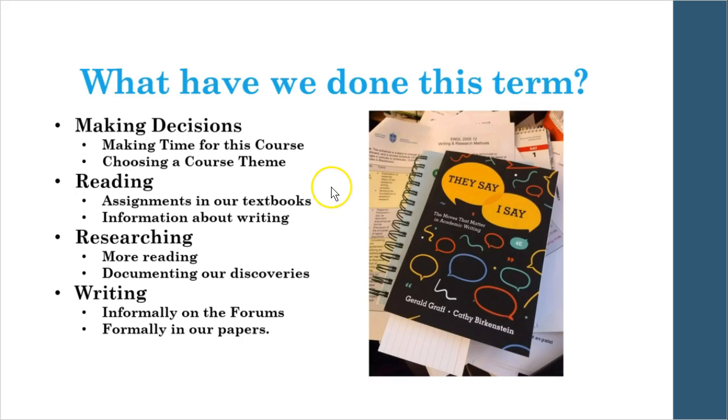And then reading. We've read a lot of reading assignments in our textbooks this term, as well as information about writing, and we watched some YouTube videos. And then as we were doing research, we did more reading because reading and writing go together in the learning and writing process. And then we've also documented our discoveries from research carefully in APA style. And then we've done informal writing on the discussion board forums and also formally in our papers.